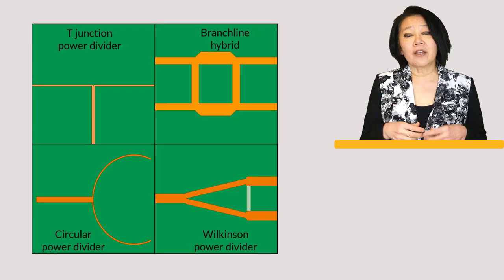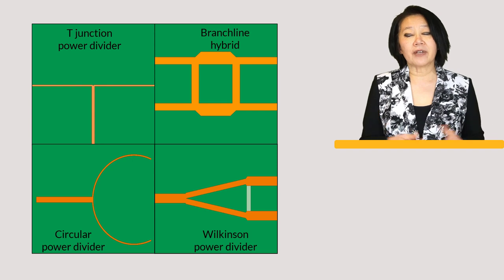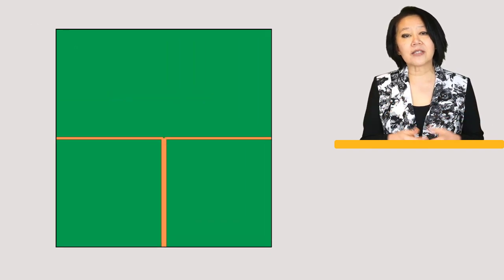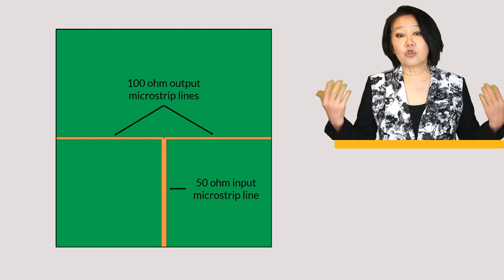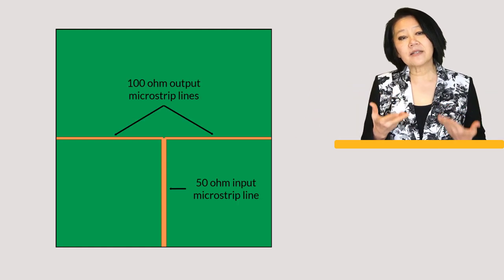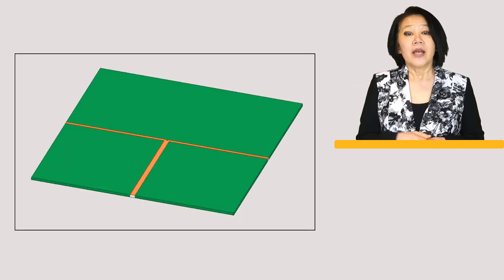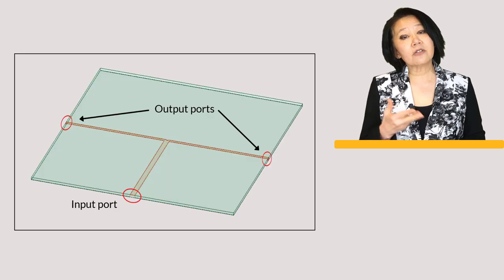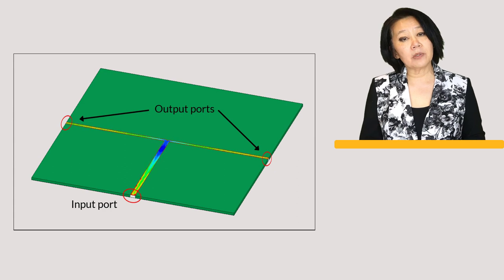Power dividers are available in many configurations. The T-junction power divider is one of the types. It has two microstrip arms with an impedance of 100 ohms. There's one input port and two output ports, and the signal flows from the input port to the output ports.